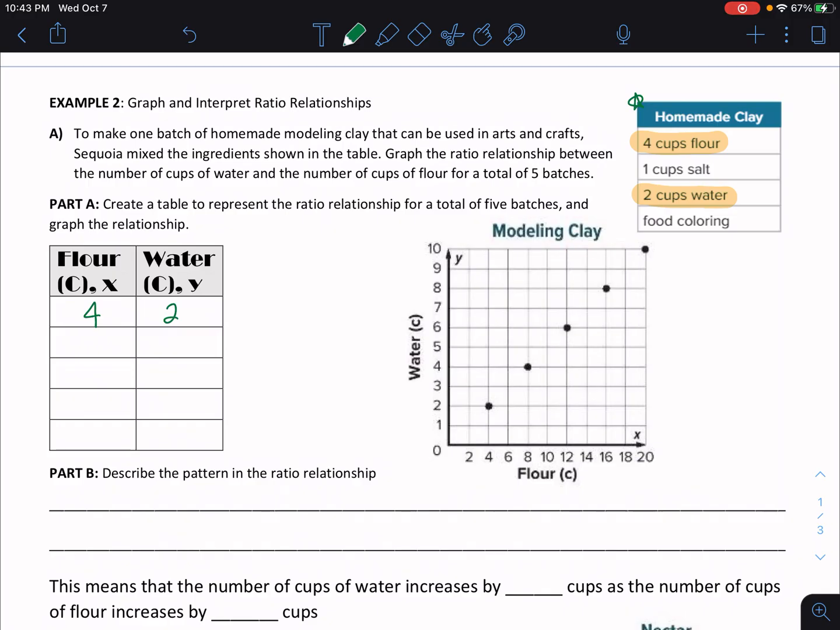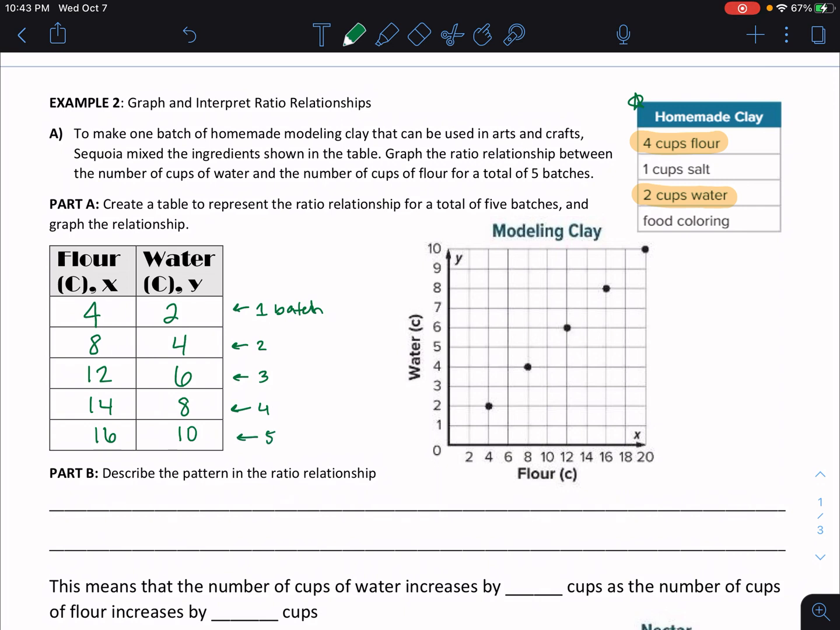And I want to do it for 5 batches, so I'm going to fill in this entire table. So 4, and then I go to 8, goes with 4, 12 goes with 6, 14 goes with 8, and 16 goes with 10. So this would be 1 batch. Okay, this should be 2 batches. This would be 3 batches. This is 4, and this is 5.